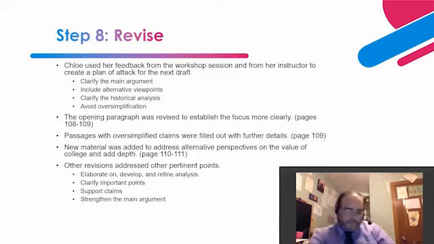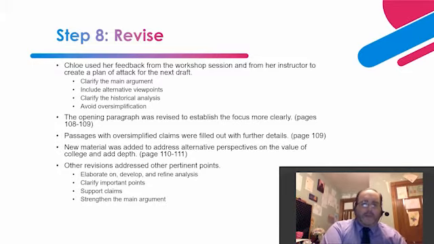Now, the opening paragraph, as she did revisions, was revised to establish the focus more clearly. This is covered on pages 108 and 109. They give you the draft version, and then they give you the revised version. Passages with oversimplified claims were filled out with further details. At page 109, they have that particular passage. New material was added to address alternative perspectives on the value of college and add depth. This appears on pages 110 and 111.